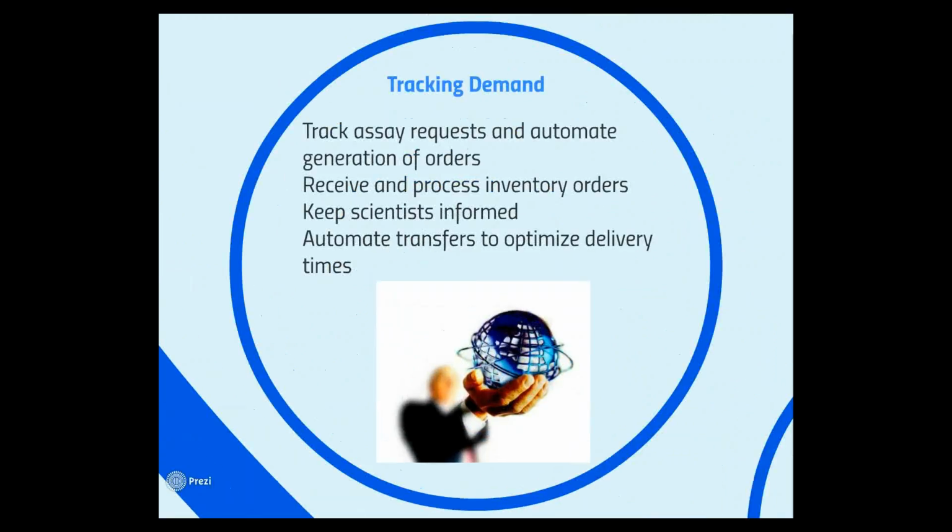So we drill down on this workflow a little further. It all starts with tracking the demand. So here we have an assay requesting module, which is used to track assay requests and also automate the generation of orders for inventory. So this means basically as materials are synthesized or generated and registered in the system, we can trigger orders and requests for the assays that are required.